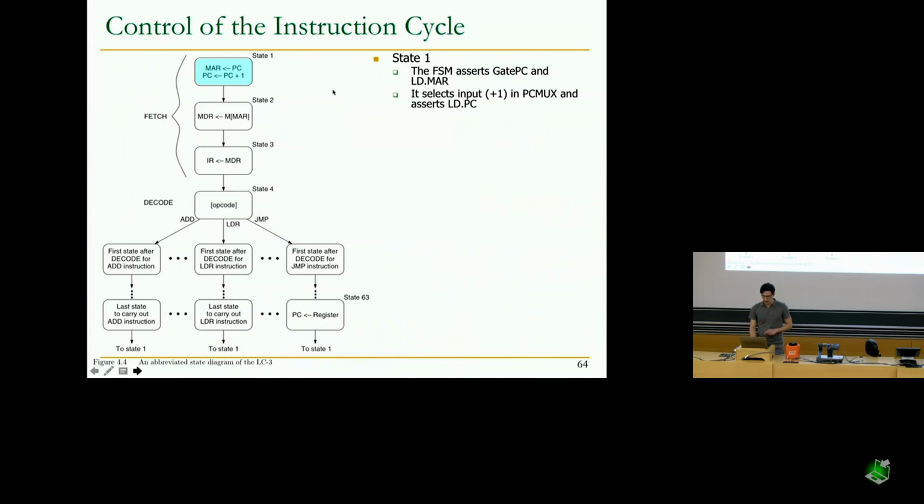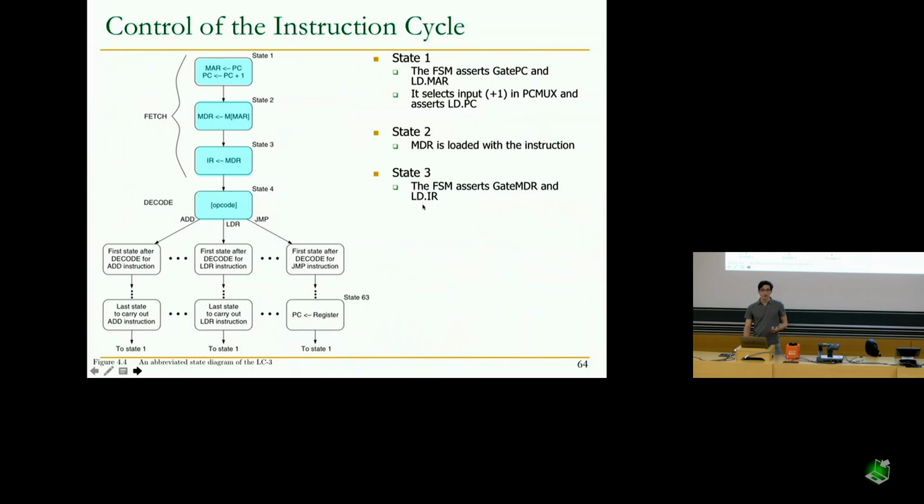So you see that we increment the PC and we select in the PC multiplexer the corresponding input to update the program counter. In the second state, we are going to read memory. So the MDR will be loaded with the instruction. And next, we will move the content of the MDR to the instruction register. In order to do that, the finite state machine has to assert the gate MDR and the load IR signals.